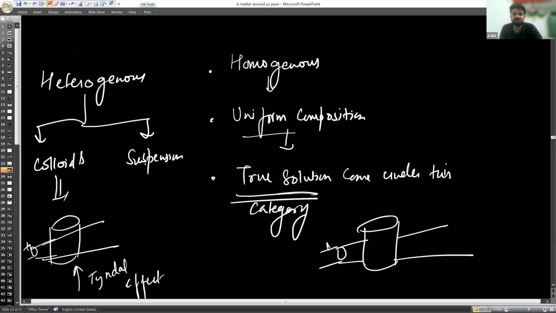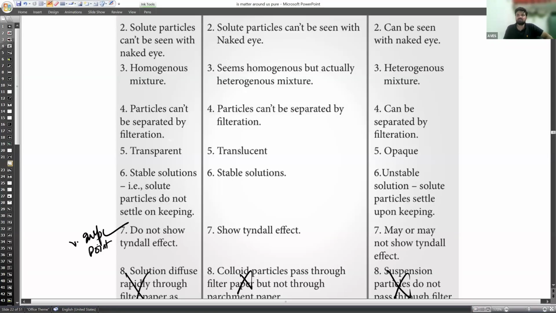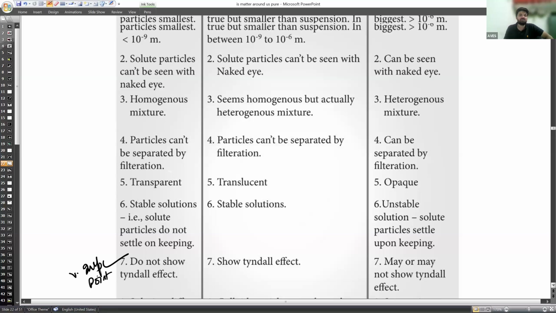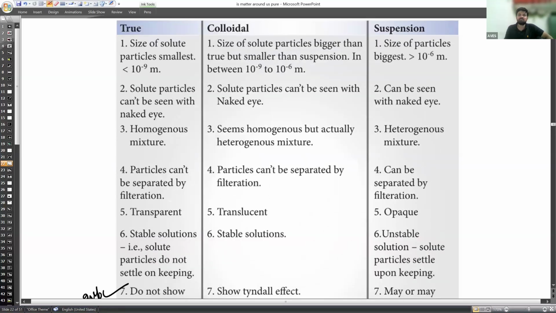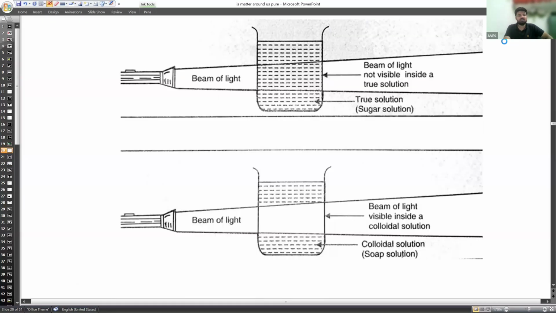The true solution does not show Tyndall effect, but the colloidal solution shows Tyndall effect. And suspension particles are big enough that they can be seen even with the naked eyes. So please start writing this one. Try to memorize it, I will ask you and listen to it from you.